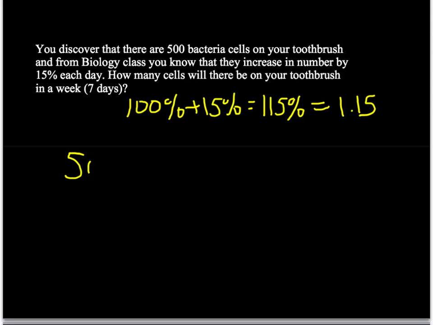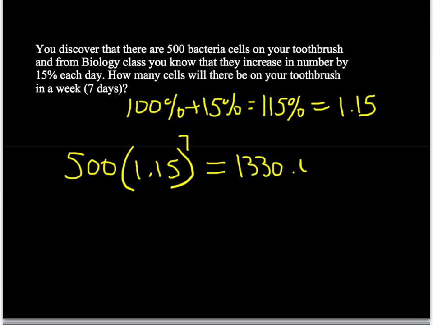So we're starting with 500 bacteria cells. It's increasing, so we're multiplying it by a multiplier bigger than 1. And we want to know how many there's going to be after 7 days. So it's going to be to the power of 7, because we're really multiplying 500 times 1.15 7 times. And if we do that, we get an answer of 1,330.00994 and on. Now, even though they haven't said, we're talking about bacteria here, so we probably want to round to the nearest unit. So we would say there's going to be 1,330 bacteria on our toothbrush, unless we do something about it at the end of the week.